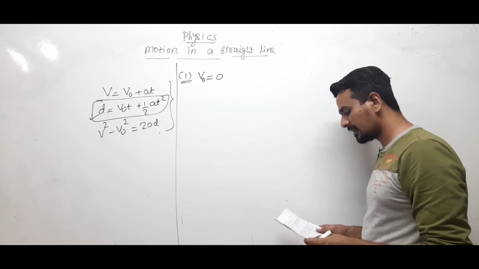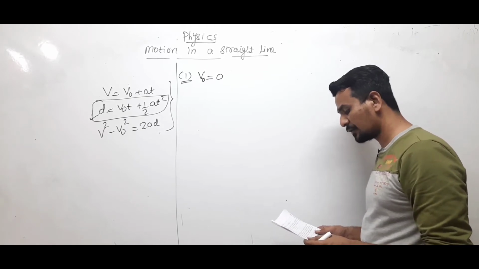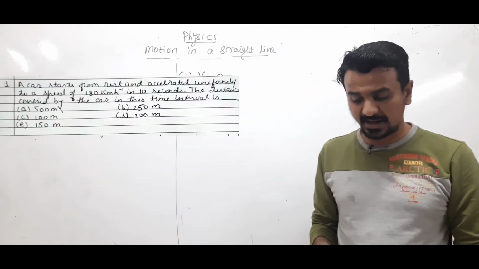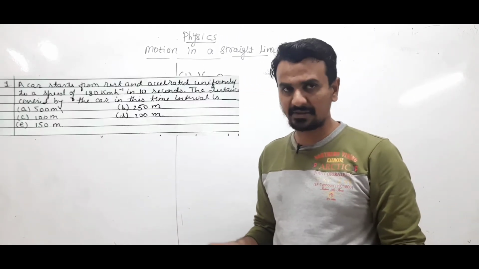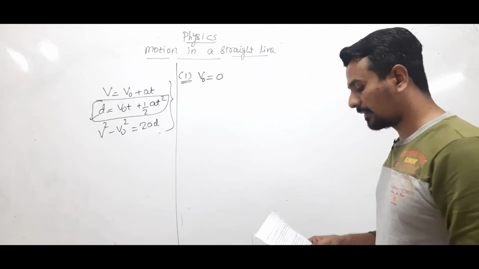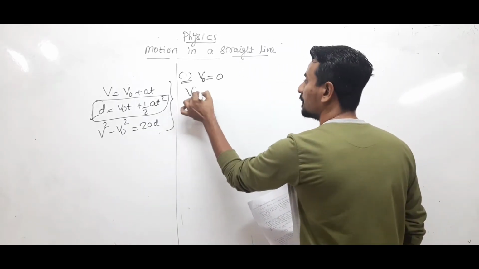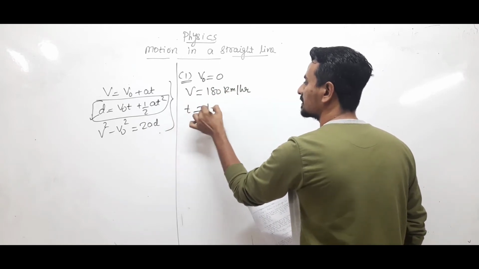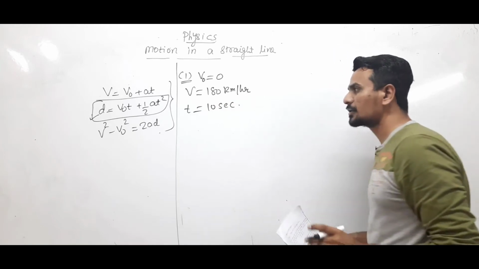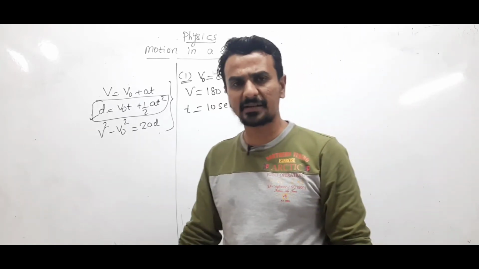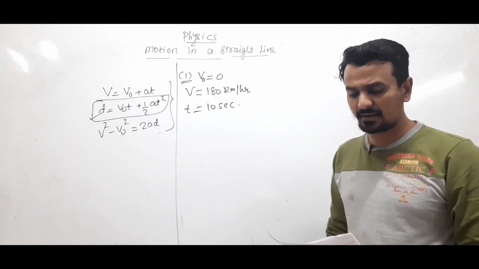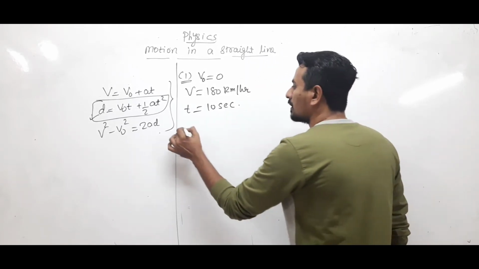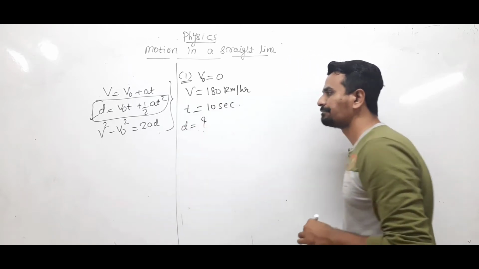So initial velocity is given as 0. Then it is moving with a speed of 180 km per hour in 10 seconds. Car starts from rest and accelerates uniformly. That means acceleration is constant. So the car acquires a velocity of 180 km per hour in 10 seconds. So time taken by the car to get the velocity of 180 is 10 seconds. Find the distance covered by the car. That means you need to calculate d. Okay.